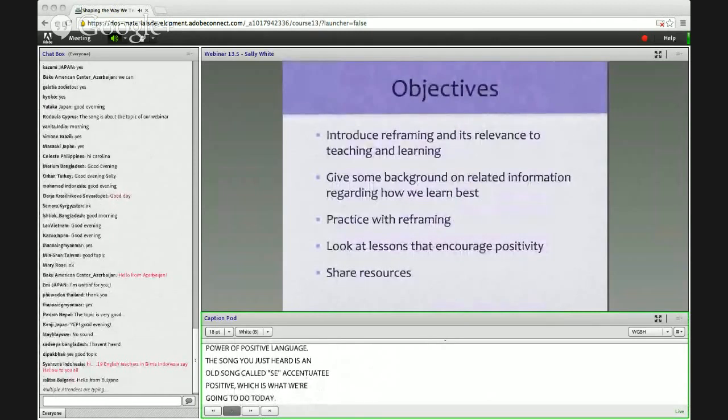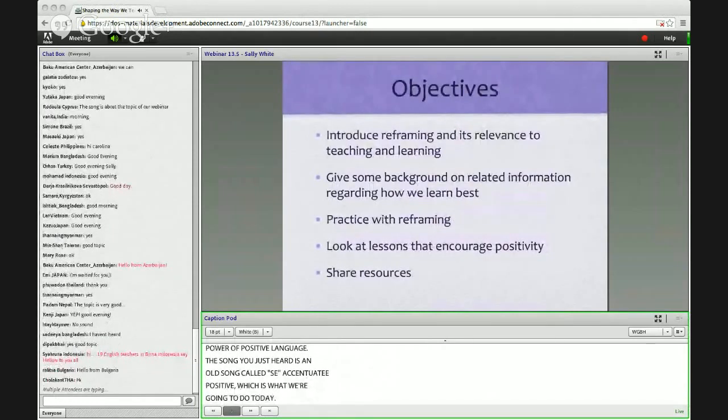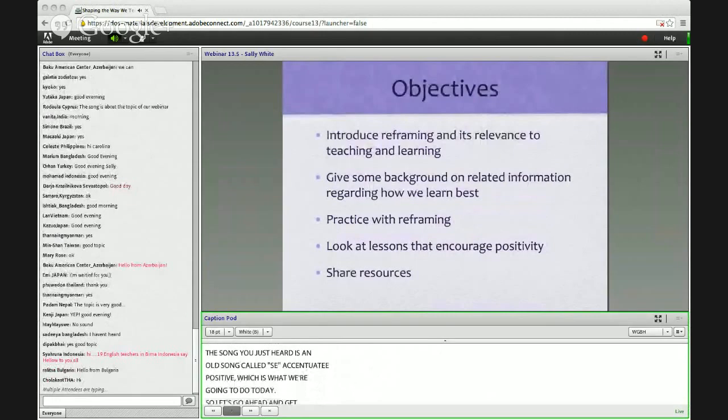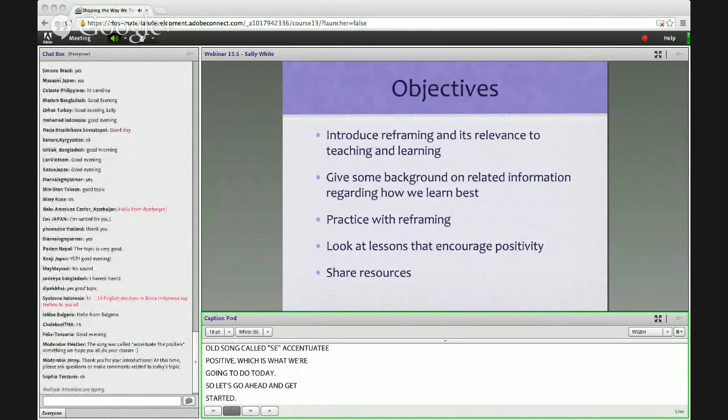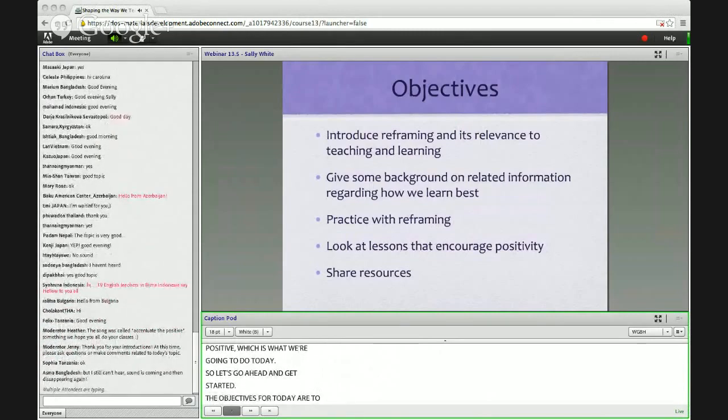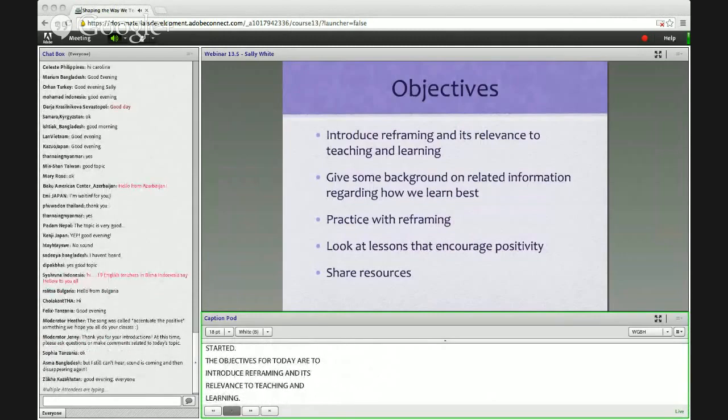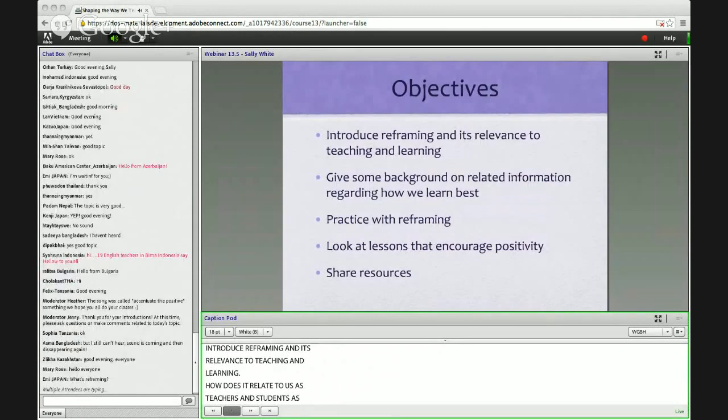The objectives for today are to introduce reframing and its relevance to teaching and learning. So how does it relate to us as teachers and our students as learners? I'll give some background on related information regarding how we learn best. Some of this is related to brain-based learning and having more joy in the classroom.